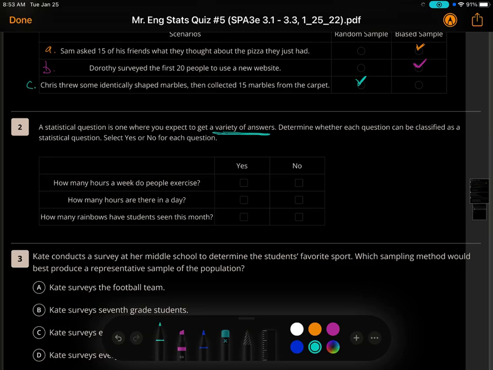Okay, let's take a look at this first one. How many hours a week do people exercise? You would ask my wife and she would say 7, and then I might say 0. So is that a statistical question? I would say yes.